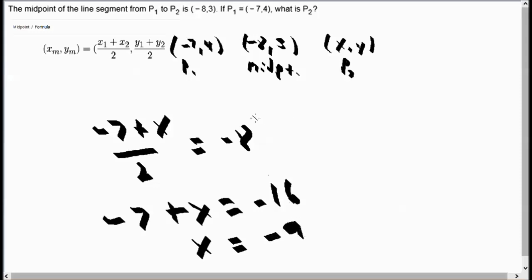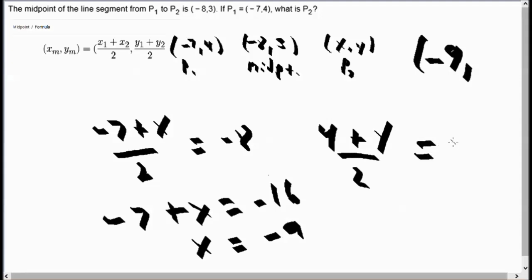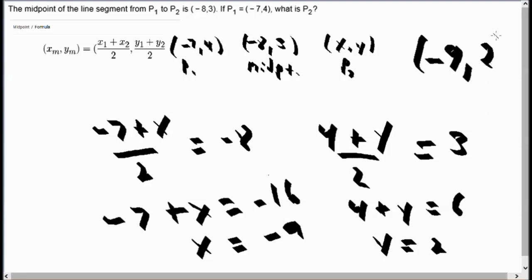Okay, so we have our first coordinate there of our midpoint, which would be negative 9. Now we're going to do the same for the y's. We know that 4 plus y divided by 2 has to turn out to be the 3 that's in the midpoint. In other words, you add these two together, divided by 2, like the formula says, and you get this point. So we know 4 plus y is equal to 6, or that y must therefore be 2. And now you have your answer of negative 9, comma 2.